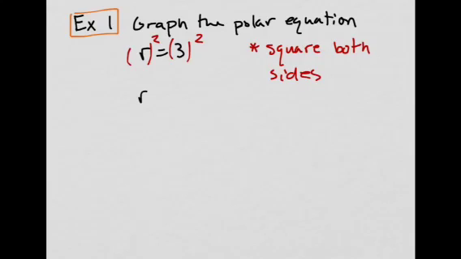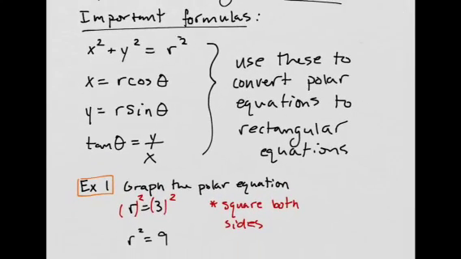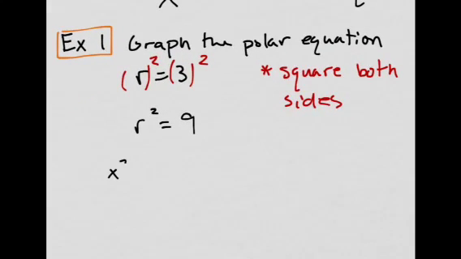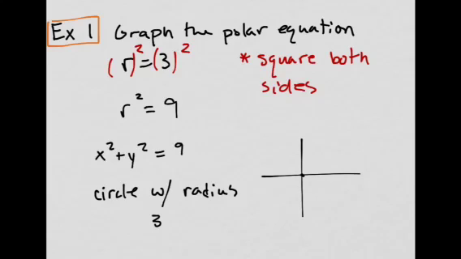If I do that, I'll get r squared equals 9. However, my r squared is equal to x squared plus y squared. So instead of writing r squared, I'm going to write x squared plus y squared, and then keep that 9 there. Now I know what this looks like. This is a circle with a radius of 3, centered at the origin. So there I have the middle. I'll draw a circle. This distance, 1, 2, 3. Yeah, circle with a radius of 3. That's how you do it.